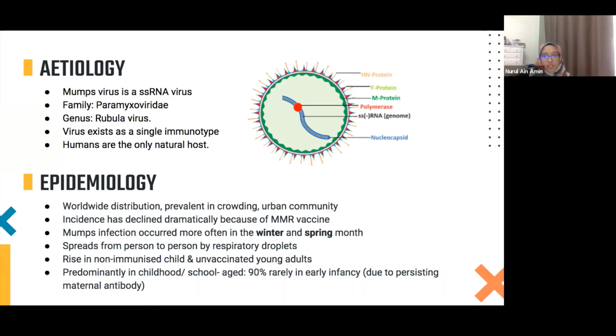The virus also exists as a single immunotype with humans as the only host. Epidemiology: it occurred more often in spring and winter months during the pre-vaccine era, but it still has a worldwide distribution, prevalent in crowded and urban communities. But similarly, it has declined due to the MMR vaccine introduction. It spreads from person to person by respiratory droplets, and is predominantly in childhood or school age, rarely in infancy due to the maternal antibody.